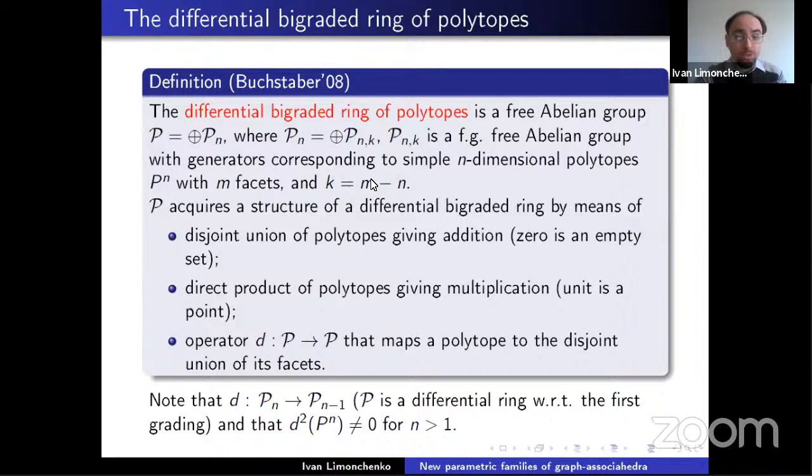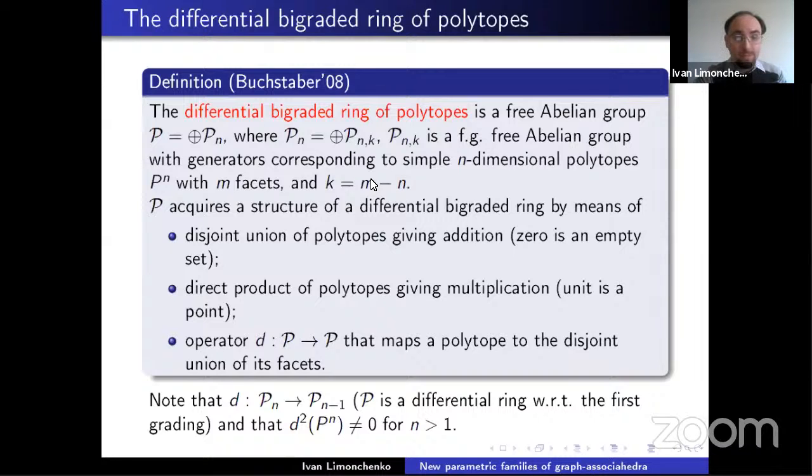You can perform disjoint union of polytopes. This will be addition in this ring. Zero is the empty set. Direct product of polytopes gives multiplication, and the unit is a point, a zero-dimensional polytope. And finally, the differential d maps a polytope to the disjoint union of its facets. Yes, d squared is not 0 in general.